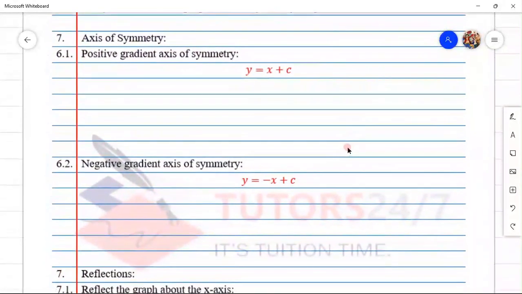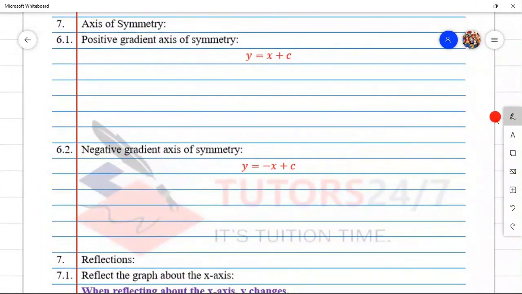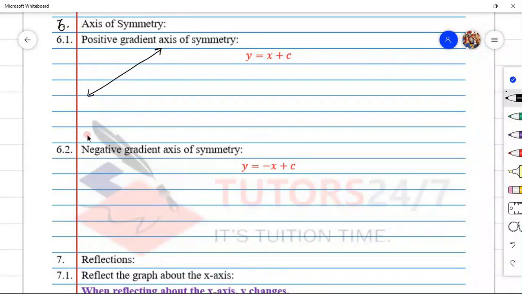So let's move on to point 6. So this is actually supposed to be a 6. So point number 6 is axis of symmetry. So we have two axes of symmetry. There's one with a positive gradient and there's one with a negative gradient. So our axis of symmetry with a positive gradient just basically looks like a positive linear function, whereas our axis of symmetry with a negative gradient looks like our negative gradient linear function.